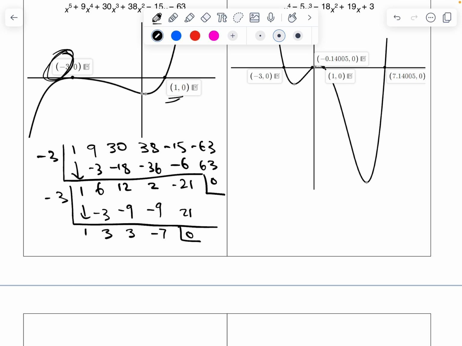And this one right here, we got a 1. So let's run the 1 through it and see what's left. So we do the 1. 1 comes down. 1 times 1 is 1. We got 4. That gives you 7. And that gives you 0.